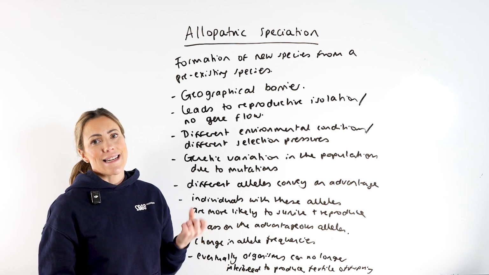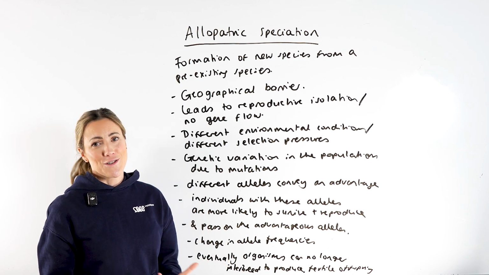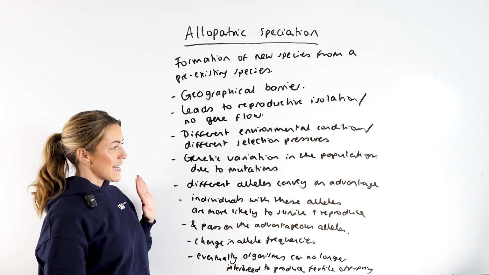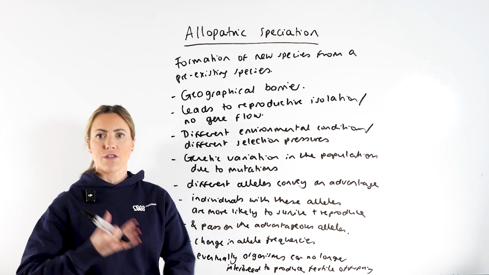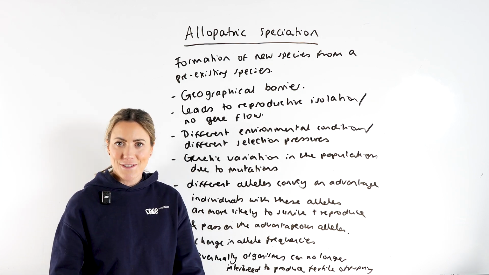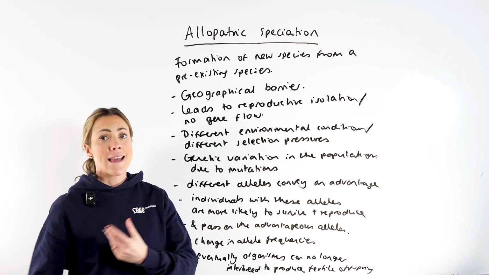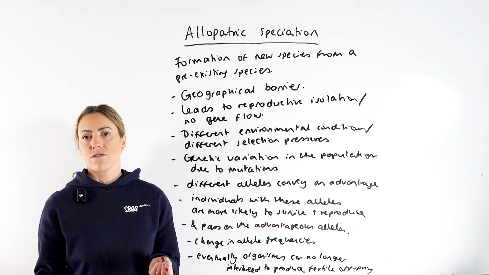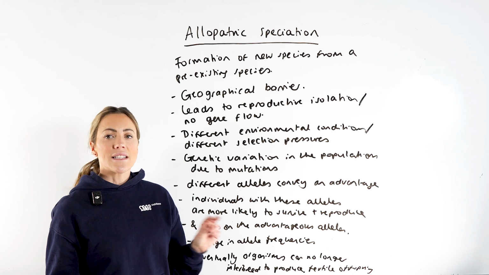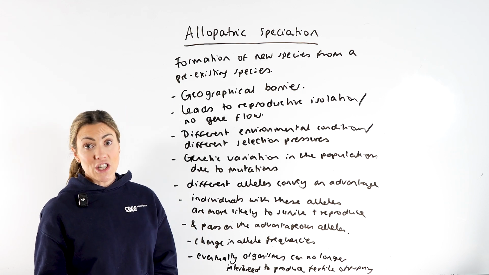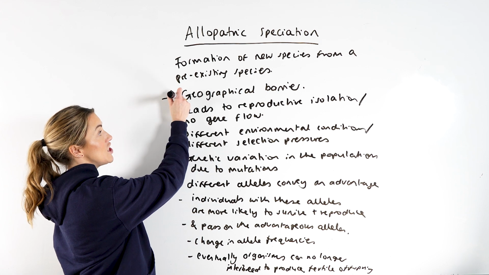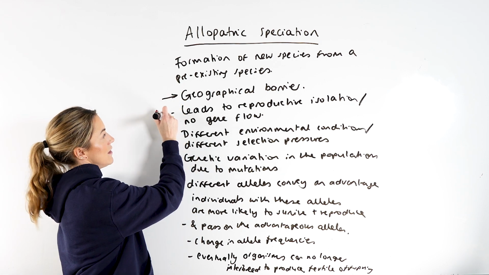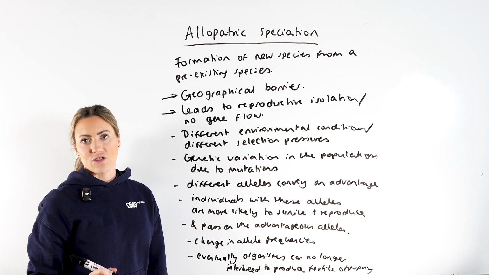It's very much like natural selection. We've just got a few extra bits and bobs to remember. This idea of alleles giving an advantage, helping them survive, they go on to reproduce, they pass on those alleles, there's a change in allele frequency. This is all language that we use in a natural selection question. But this is going to lead to the formation of new species. And if it's allopatric speciation, we need to remember that there's the geographical barrier that is leading to that reproductive isolation.